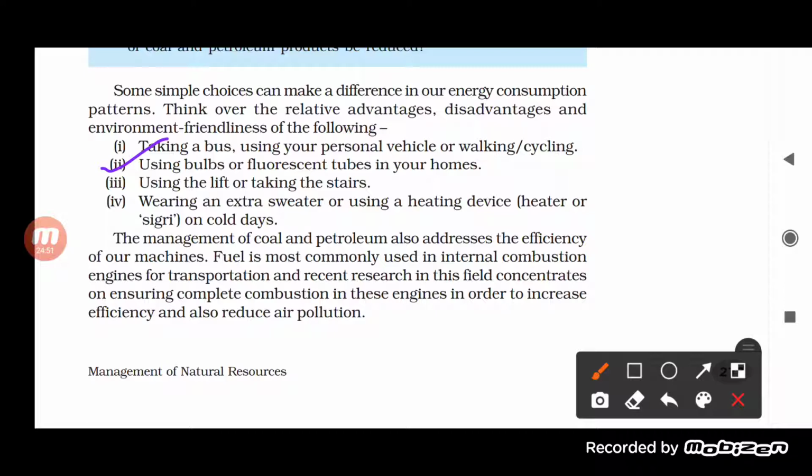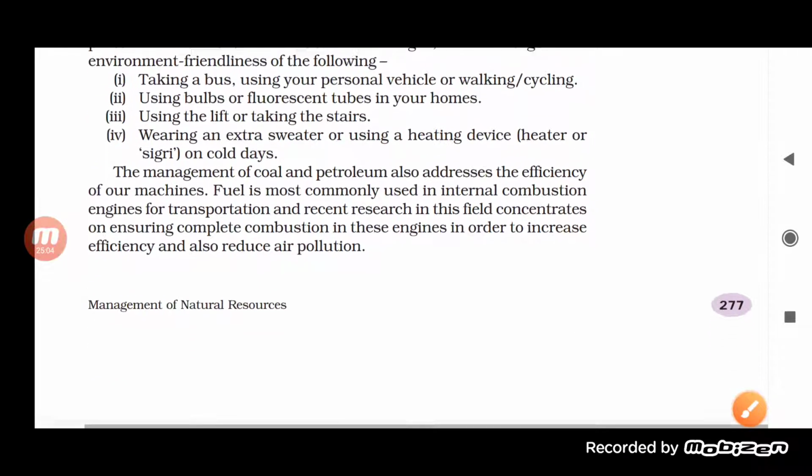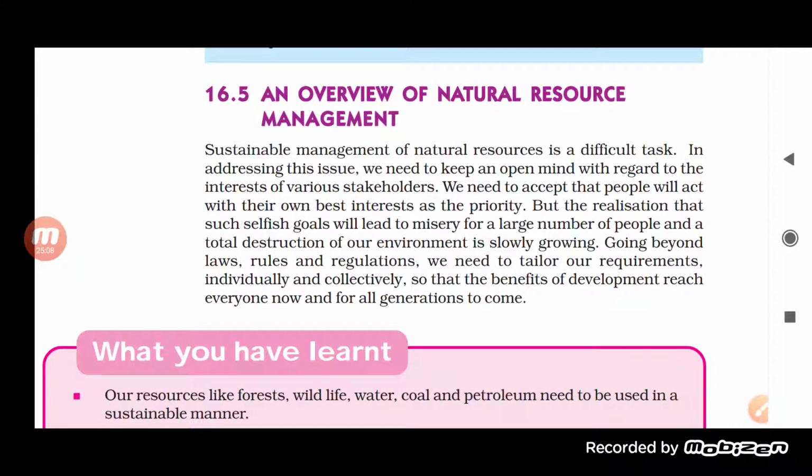So it is really important to manage coal and petroleum by making some small changes in our day to day life. Fuel is really important for transportation, but not only for transportation, fuel is used in different ways.